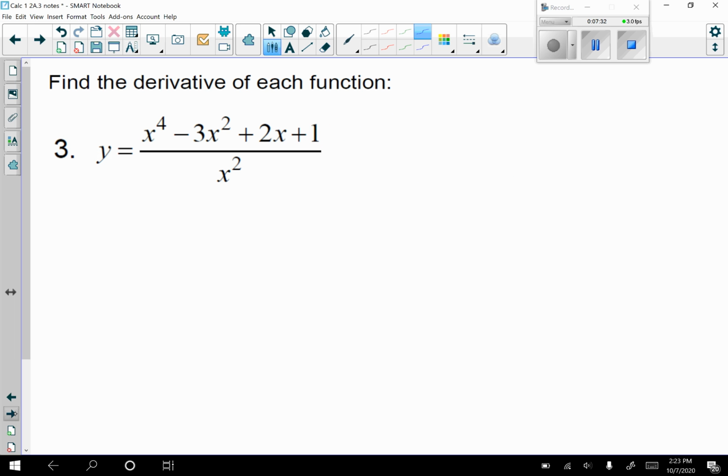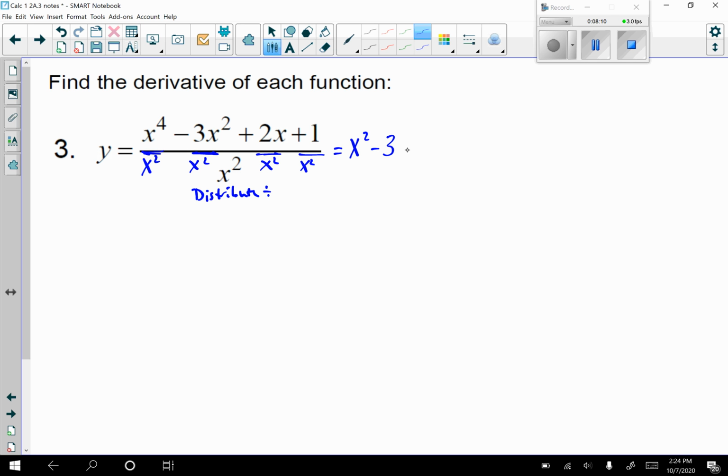All right, next one. It looks like we have separate terms in the numerator, but we have this big fraction. Everything has to be separate terms. We'll go over quotient rule later on another worksheet. But this one, we can divide by a single term. That's what we want to do. Remember, division is like multiplication. You can distribute division. That means the x to the fourth is divided by x squared. The minus 3x is divided by x squared. The plus 2x is divided by x squared. And the 1 is divided by x squared. And that makes x squared minus 3.